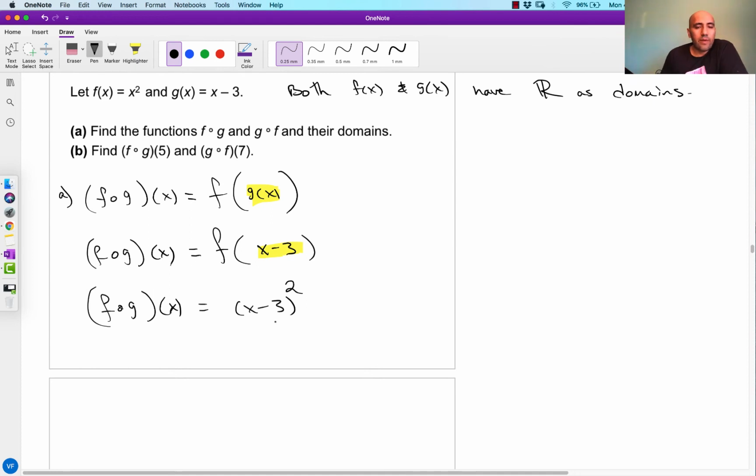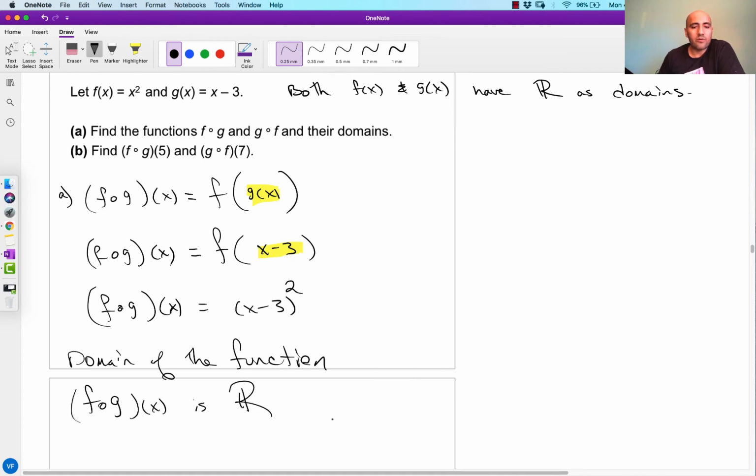Okay, and what's the domain going to be? Again, we don't have any problems. No matter what we input, we're not dividing by 0, and we're not taking the square root of a negative number. So the domain of the function f composed with g at x is all the real numbers.